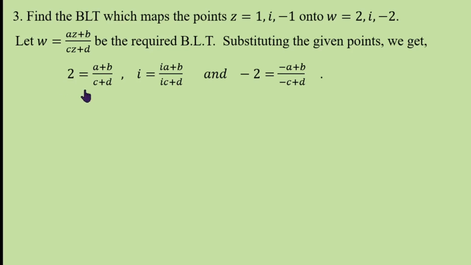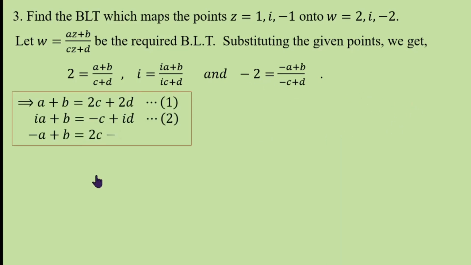a plus b is 2 times (c plus d), so a plus b is 2c plus 2d. ia plus b is i square c plus id, and i square is minus 1, so minus c plus id. Minus a plus b is 2c minus 2d. Therefore, the three equations are a plus b equals 2c plus 2d, ia plus b equals minus c plus id, and minus a plus b equals 2c minus 2d. Why is it 2c? Minus 2 into minus c is 2c, minus 2 into d is minus 2d. So we got three equations.